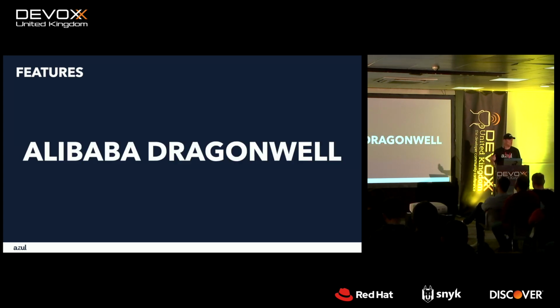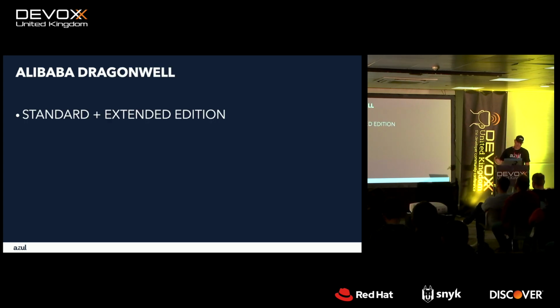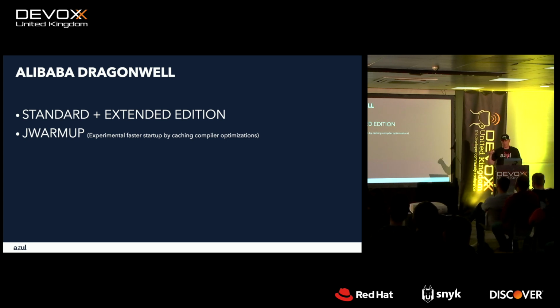Then we have Alibaba Dragonwell. I mentioned that a couple of times. They have a standard and an extended edition, and they have something called JWarmup. What they do is they have an experimental faster startup by caching compiler optimizations. Well, that's a nice idea that we also invented 10 years ago. And then we started using the OpenJDK source code. And then at one point we figured out we can't really do what we like to do, and we created our own compiler. And this is based on the stuff that we did in the OpenJDK source code.